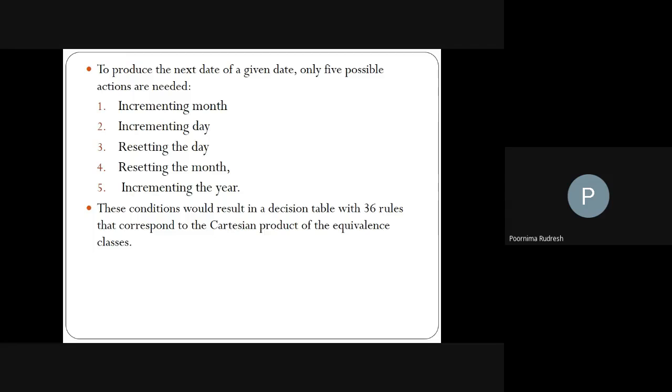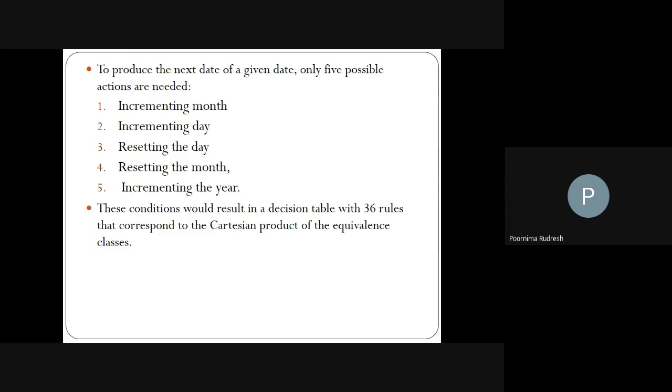So to produce the next date of a given date, we are considering five possible actions or five possible outputs. One is incrementing the month, incrementing the day, resetting the month, and incrementing the year. So the first case is incrementing the month. Suppose we give the date as 31st February 1993.